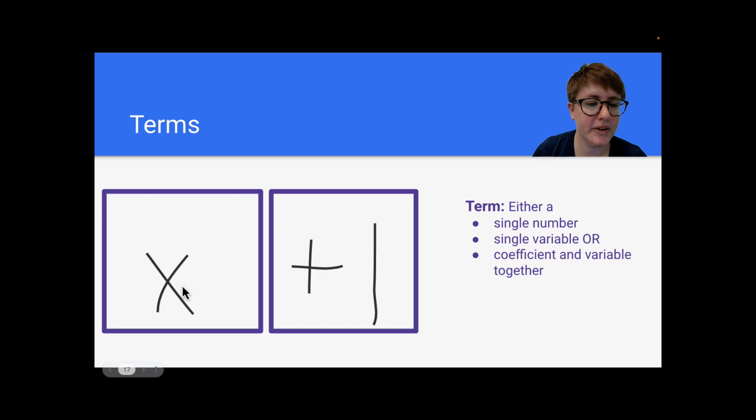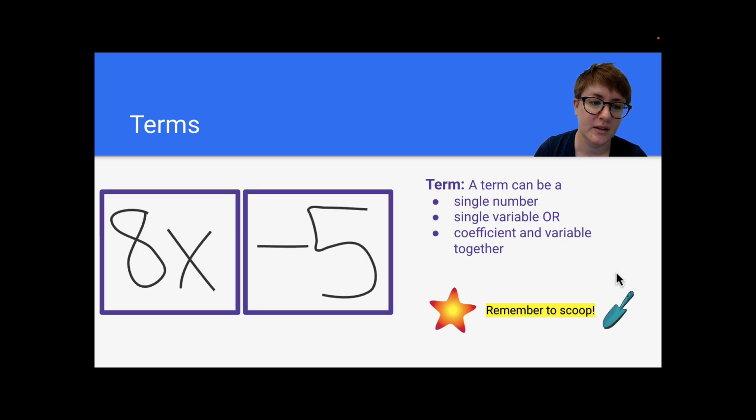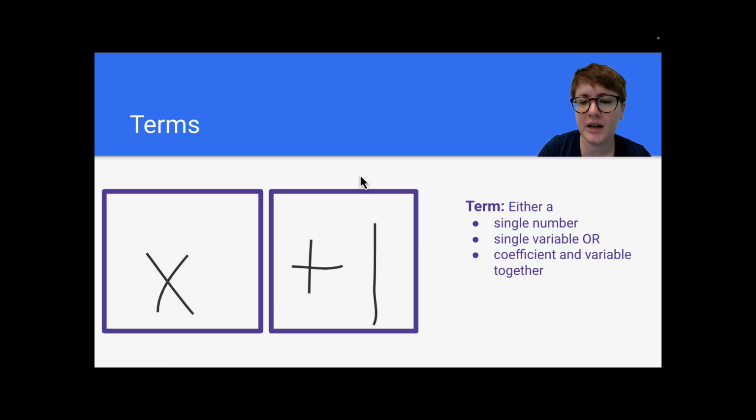In this example, we have x plus 1. X is a term because it's a single variable, and 1 is a term because it's a single number. We don't have any part of this expression that's a coefficient and variable together. We had that in the previous example, but we don't have it here, and that's okay because terms can be a few different things.